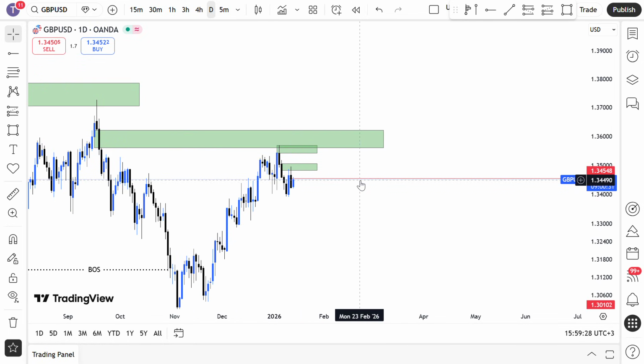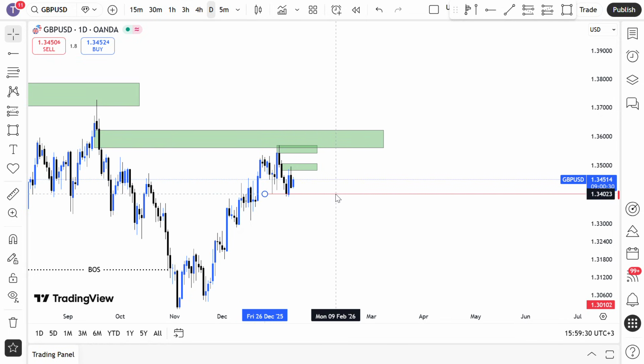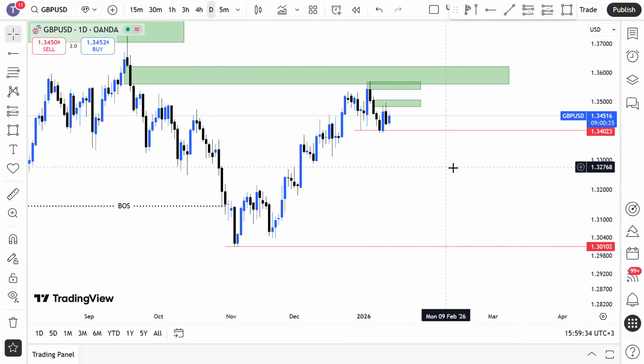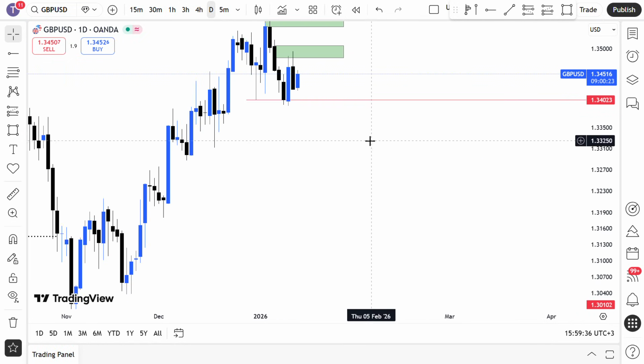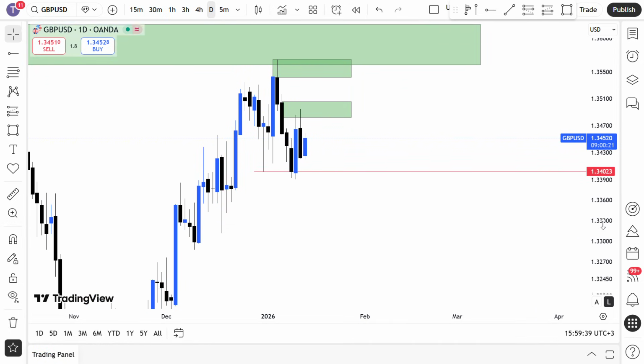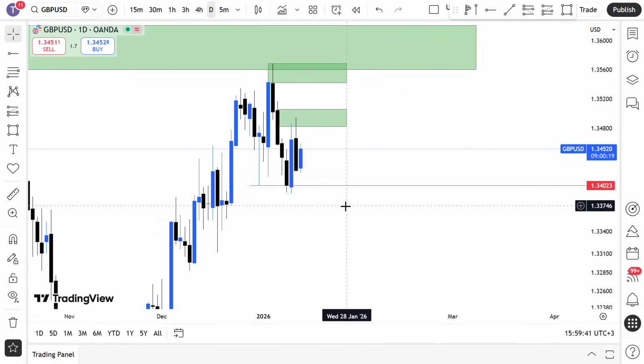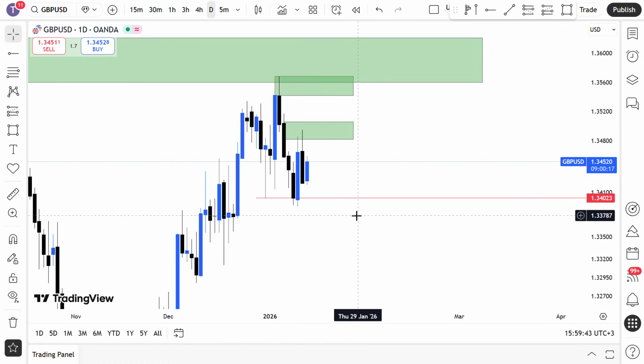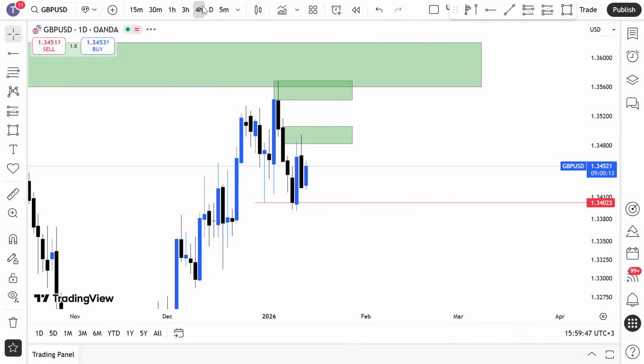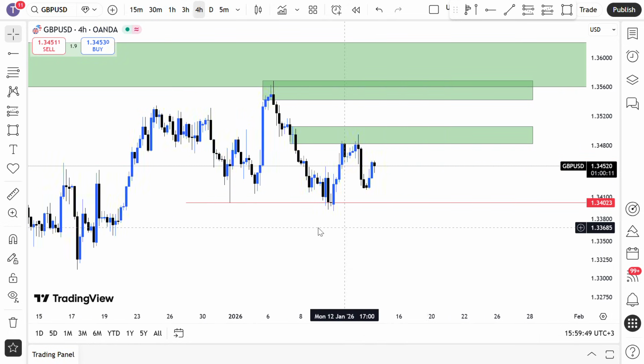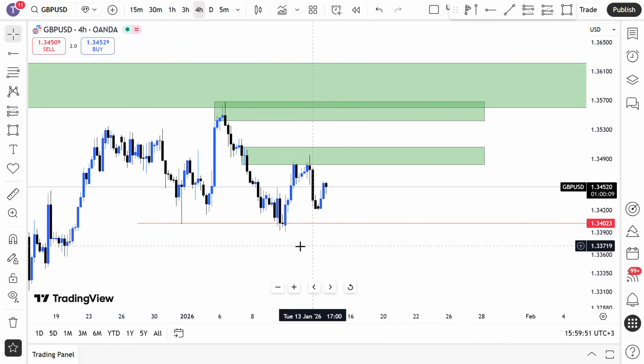So I told you guys that if this low is going to be taken out, if we have a candle closing below this low, let me zoom in. So if the candle will close below that low, we will have our change of character to the downside, and that is exactly what price did. So if I come into the 4 hour time frame, we have that change of character to the downside, and we have a very good pullback.